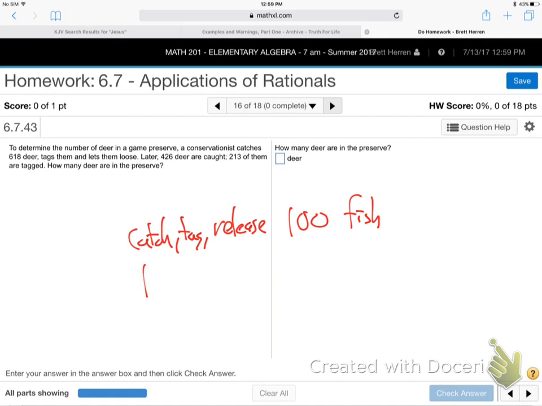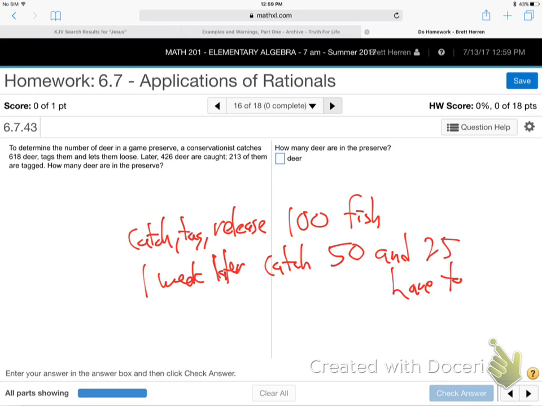They're swimming around again. 1 week later, and the significance of the week later is just to give them time to mix around again for randomness. Could be a weekend, whatever. 1 week later, let's say you catch 50, and 25 have tags from last week. Get the idea? You look at them, you go, huh, half our fish have tags. 25 out of 50. Any ideas how many fish might be in that lake?